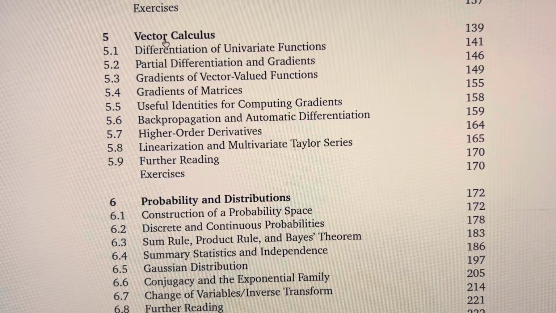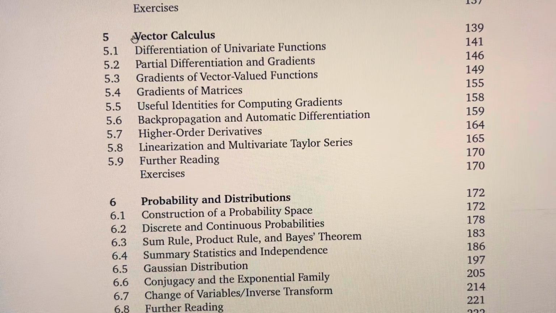So if you're a little bit rusty on your single variable calculus, I would encourage you to look at either Khan Academy, or you can also do some of the MIT OpenCourseware calculus lectures.